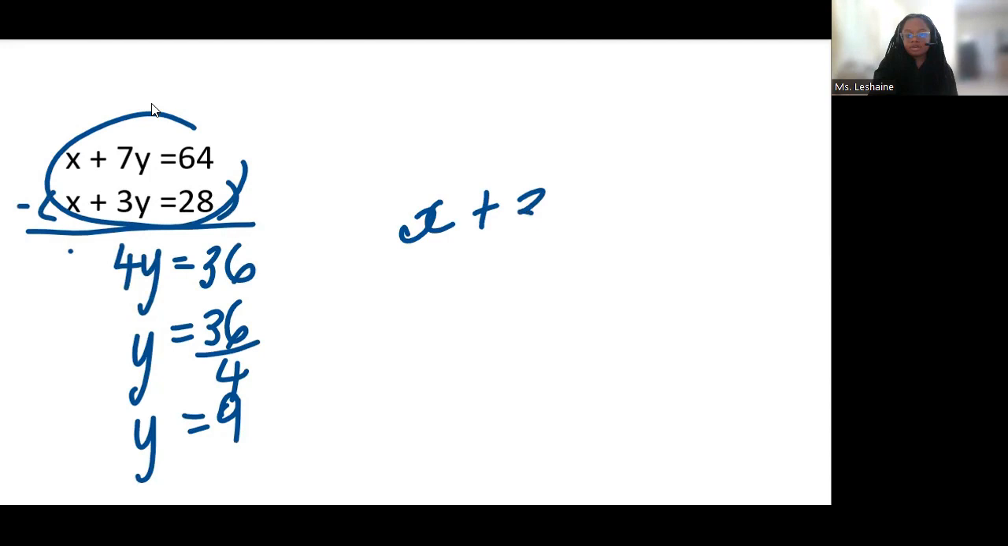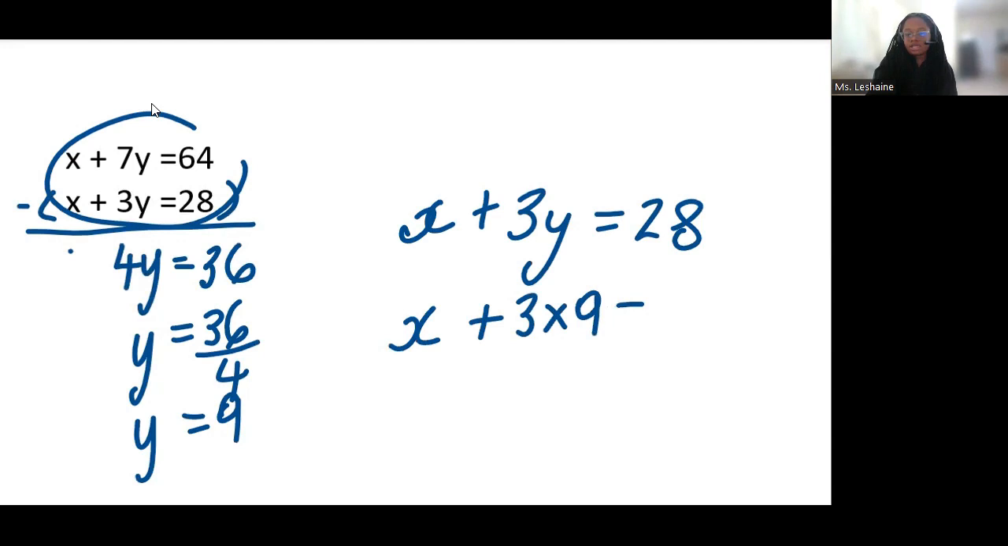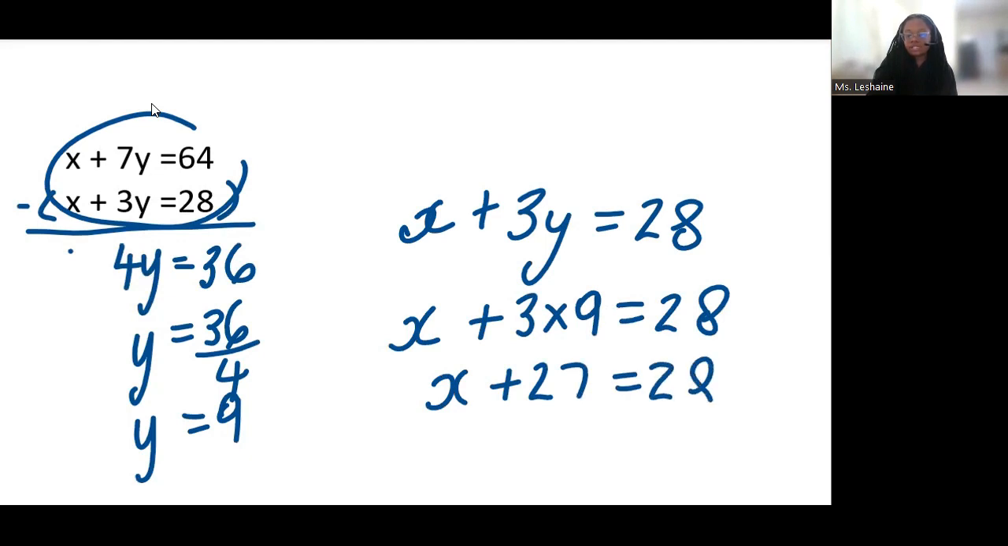So x plus 3y is equal to 28. I know that y is 9. So x plus 3 times 9 is equal to 28. x plus 27 is equal to 28. And then x is equal to 1. So y is 9, x is 1.